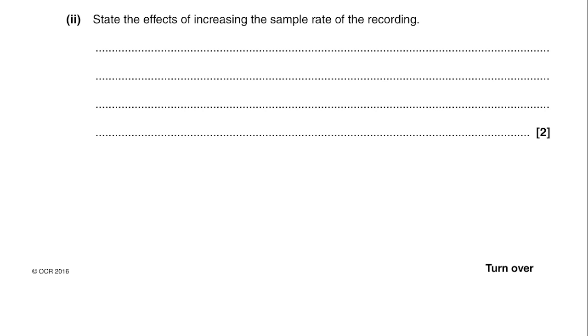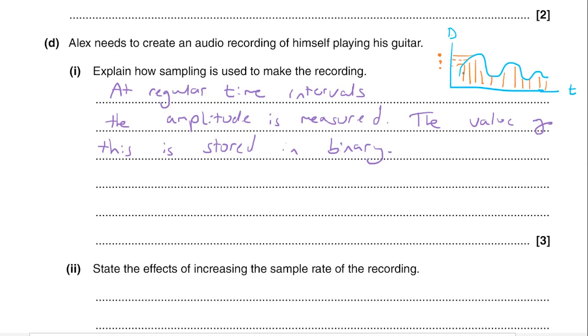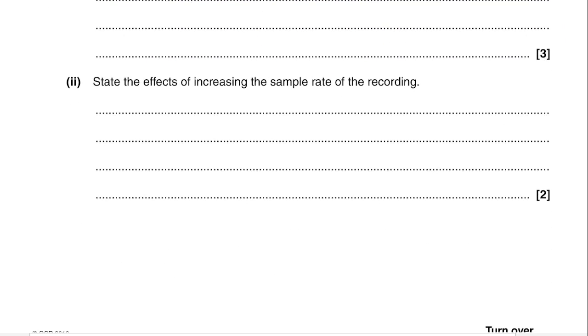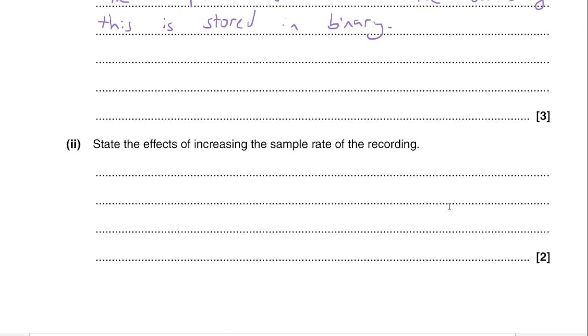So continuing with sampling, we are asked about the effect of increasing the sample rate of a recording. So the sample rate is how often a sample is taken, so how often these intervals are, they're always regular, but how often. So say if, instead it took it twice as often, that means you're going to have twice as much data. So the effect is the representation you have will be more true to the original sound, but the file size will increase.